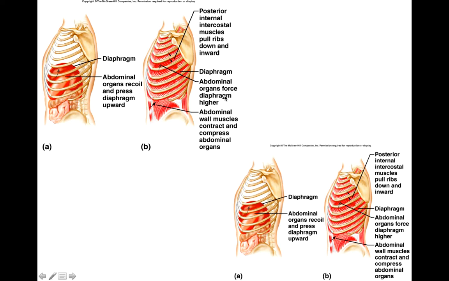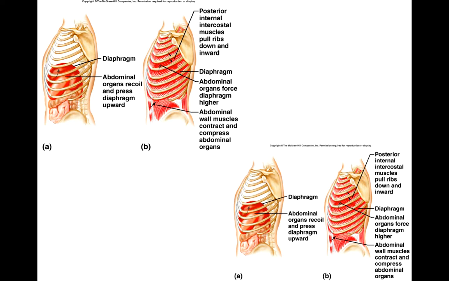So this is an expiration. Expiration happens, one, because of the elastic recoil of the lung tissues. The lung tissues fill up with oxygen, but they don't like to be in that state, so they're going to force that air out. Also, those abdominal organs are going to push back up against the diaphragm. You get maximum expiration when you contract your abdominal muscle walls.